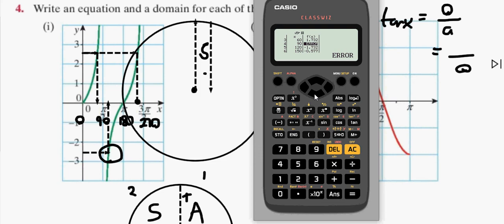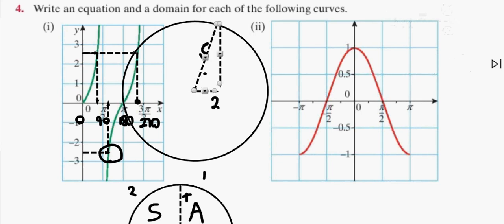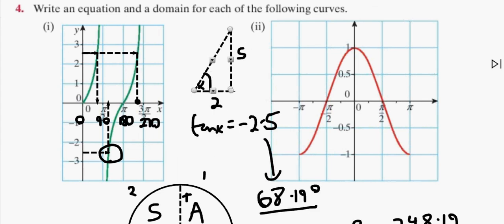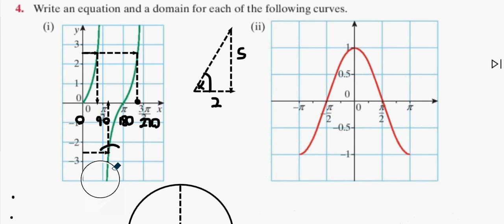Alright. So, how do I know this is a tan inverse function? Well, tan x doesn't exist every 180 degrees. It doesn't exist at 90 degrees, and it doesn't exist at 270 degrees. Does everybody agree that this graph matches that?